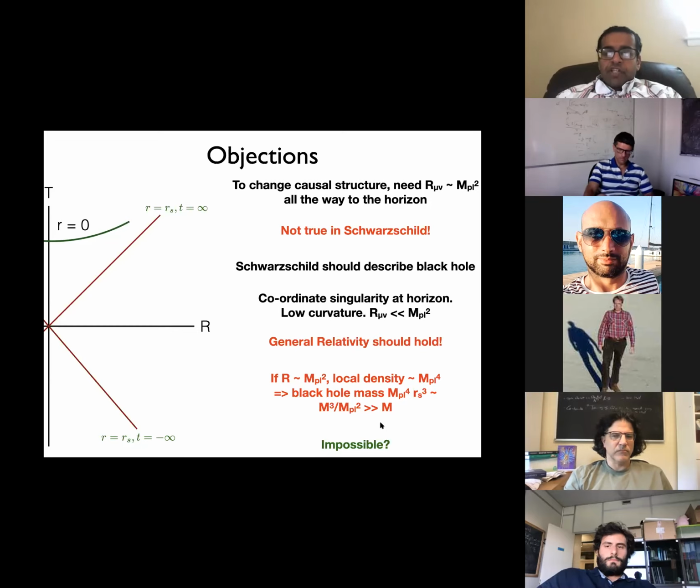Let me do that calculation. That gives me a total mass of the object, that is m Planck to the 4th times Rs cubed. That is m cubed over m Planck squared, which is way bigger than the mass of the black hole, right? So this whole thing just seems hopeless.